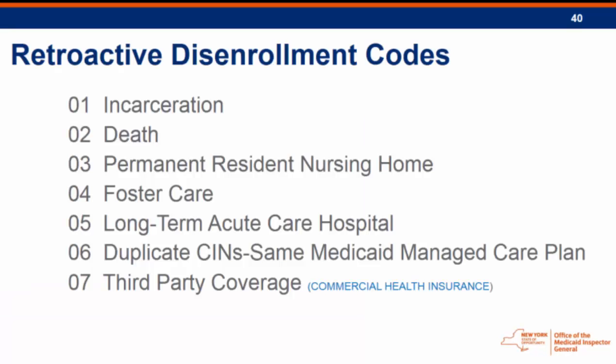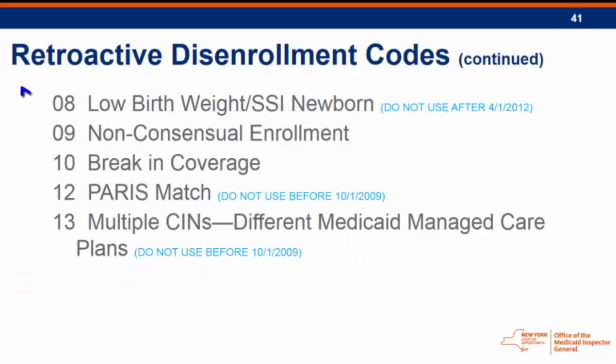The current retroactive disenrollment codes are: 01, incarceration; 02, death; 03, permanent resident nursing home; 04, foster care; 05, long-term acute care hospital; 06, duplicate SINs, same managed care plan; 07, third-party coverage or commercial health insurance; 08, low birth weight SSI newborn. As of April 1st, 2012, Disenrollment Code 08 is no longer a valid code.